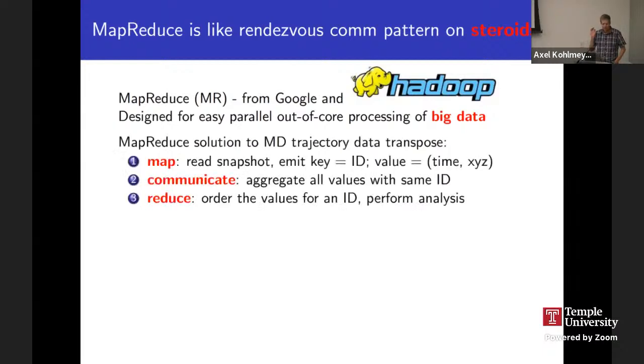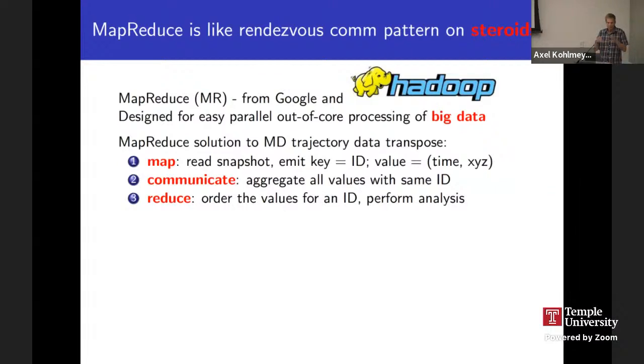All right, so here's the MapReduce solution to that trajectory problem with the data being in the wrong place. You perform an initial operation, which is to read a snapshot. And this can be done with hundreds or thousands of processors, each reading a snapshot. And you emit what are called key value pairs. So the key in this case is the ID of the atom, and the value is the timestamp and the XYZ coordinates. So this should now be sounding kind of like the rendezvous level.